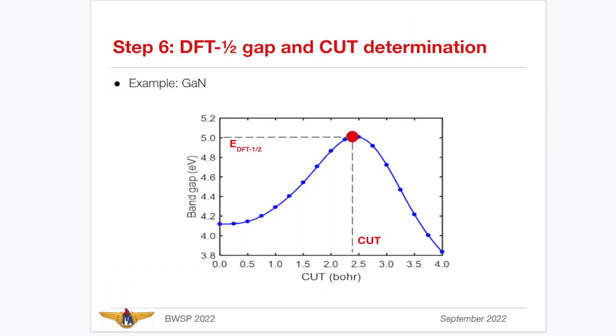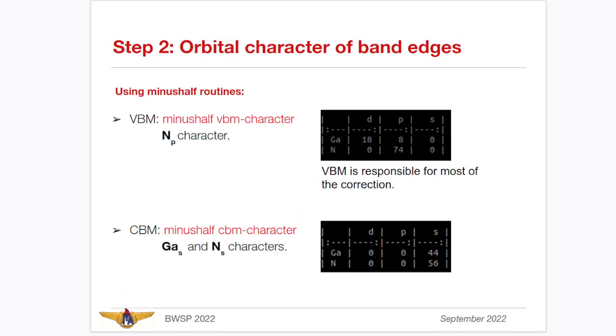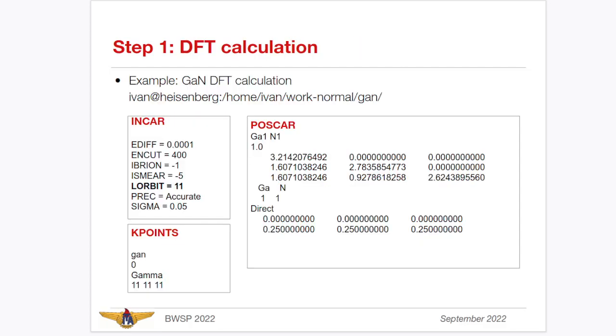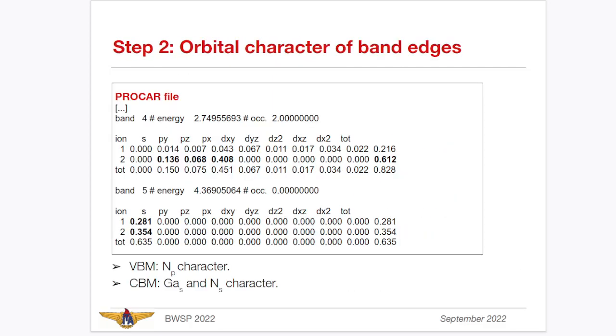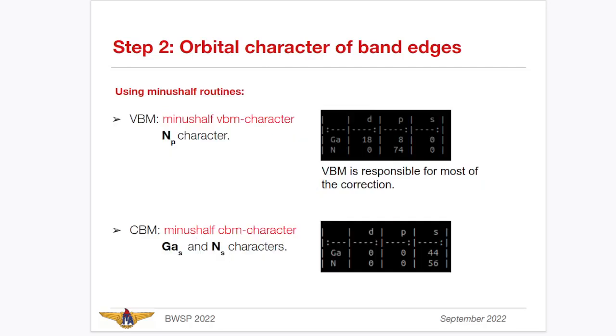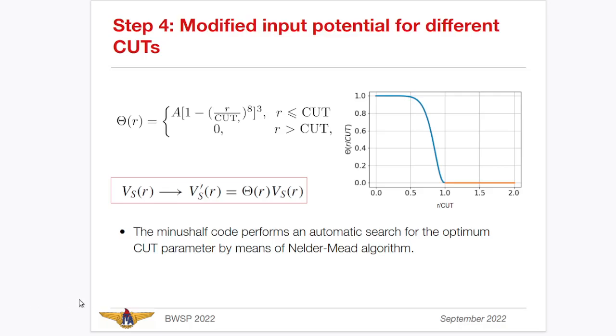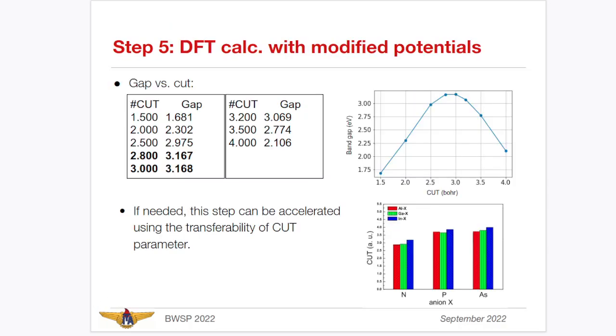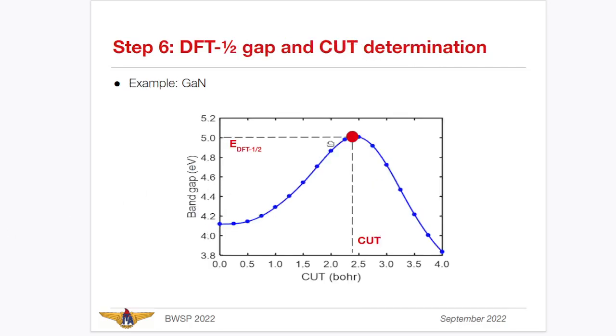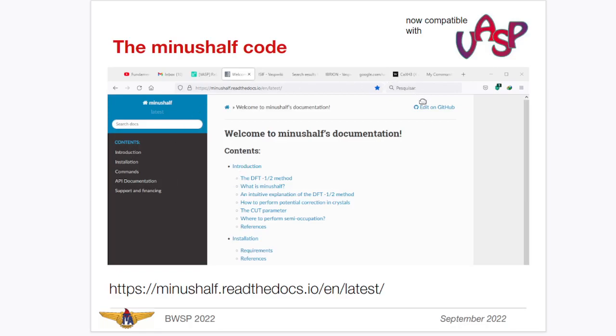So all these six steps: the DFT calculations, looking in detail at the behavior of the orbital character, the extraction of these contributions, the calculation of the atomic systems, the differentiation, the application of the cutoff functional, the variation of the cutoff, and then the maximization of the energy gap. They are already implemented and automated by the DFT-1/2 code.